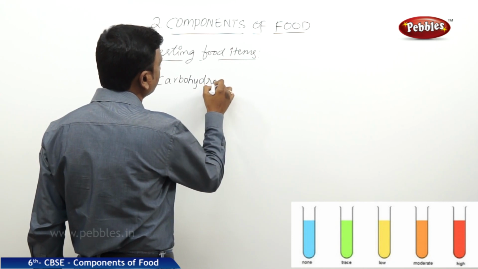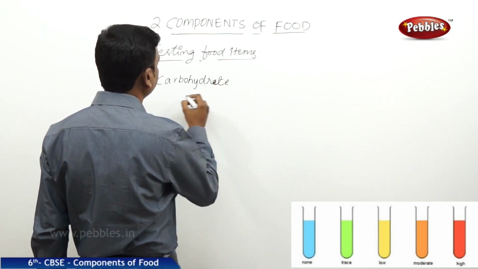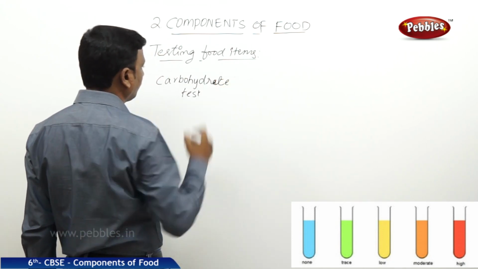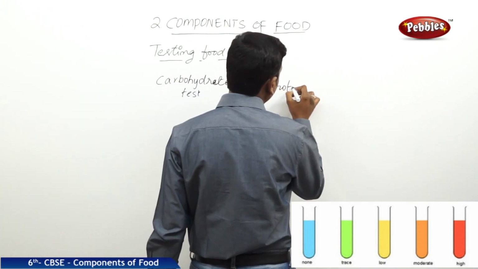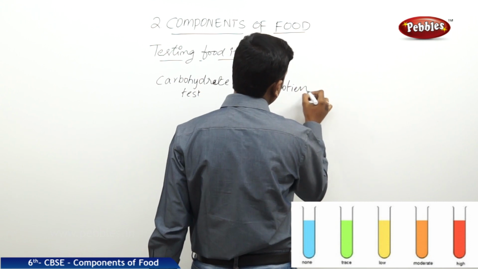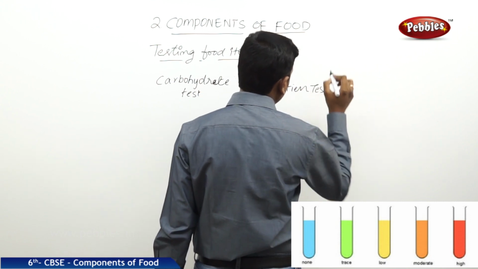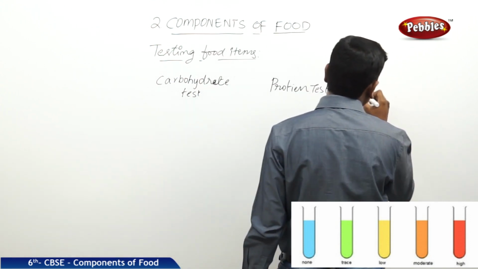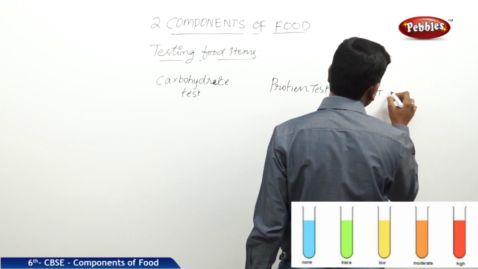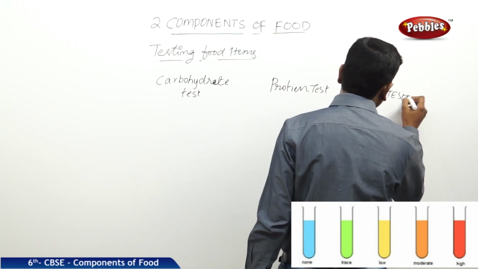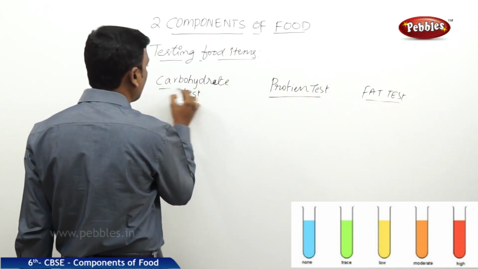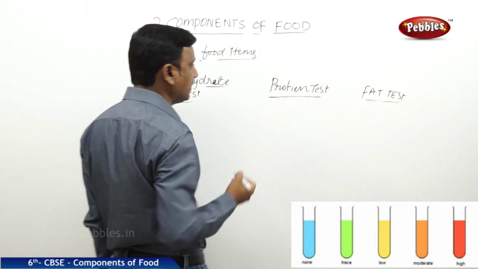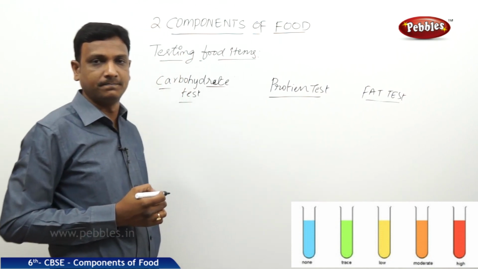Carbohydrate test. The second thing is protein test. The third one is fat test. That is to find out whether carbohydrate is present in the food or not, whether protein is found in the food or not, and whether fat is present in the food or not.